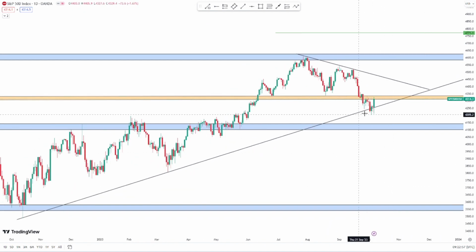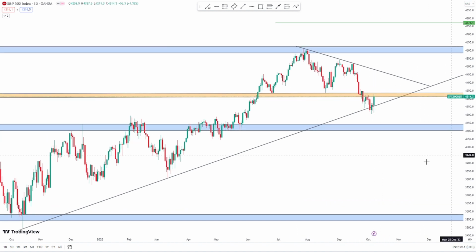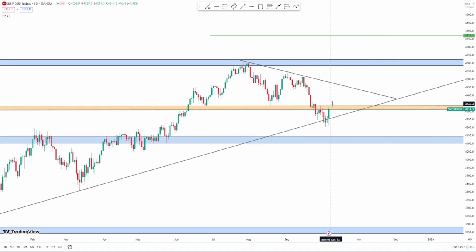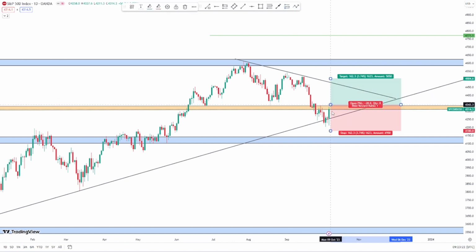And this is what I'll be looking out for. I don't want to buy this market from here. I wait for price to open and close above this yellow bar before I'll be interested in buying this S&P 500. I'll buy, though I'll be concerned that it will be short-lived for the meantime. Price will come above this region like this.